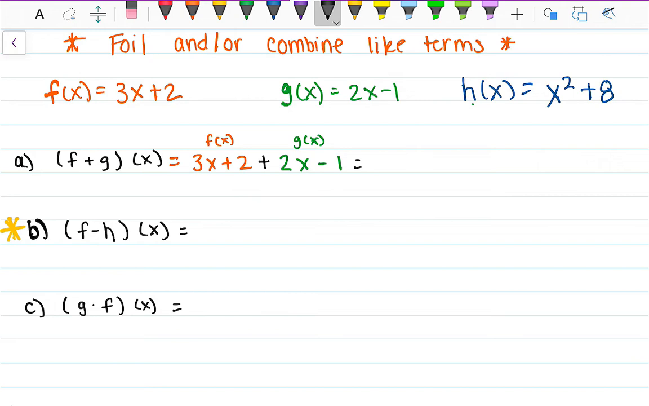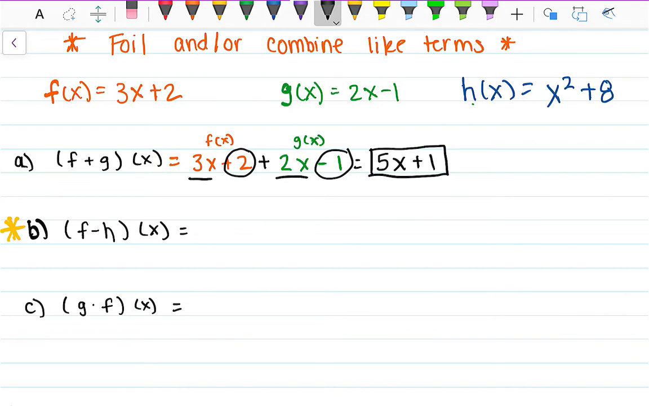So since I'm adding, it's easy because once you write them down, all you do is combine your like terms and there's your answer. So combining my like terms, I'm going to get 3x and 2x and combine those. So I'm going to get 5x. And then I am going to get my 2 and my negative 1, right? Because those don't have any variables, so I can combine those. And I'm going to get plus 1. So my answer when I add f and g, when I add those two functions, I'm going to get 5x plus 1, and that's my answer.